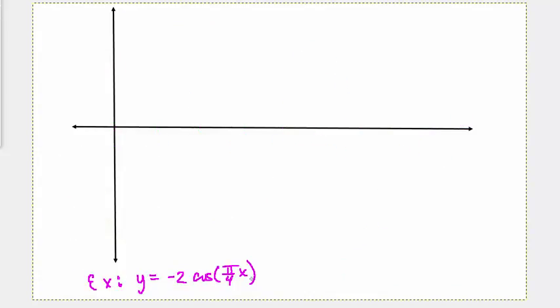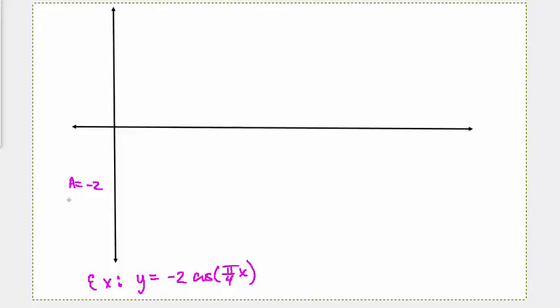Let's take a look at another example. This time we'll graph y equals negative 2 cosine of pi over 4 x. All right, so we're going to go through all the transformations and identify them. Let's start by just realizing what the variables are. For instance, capital A, our leading coefficient here in front, is negative 2.